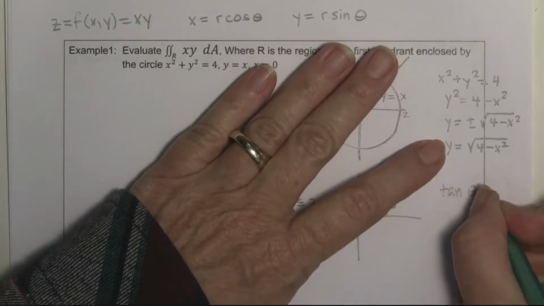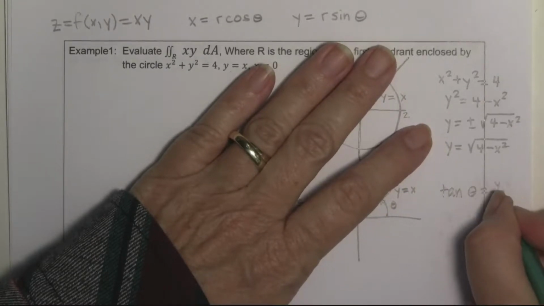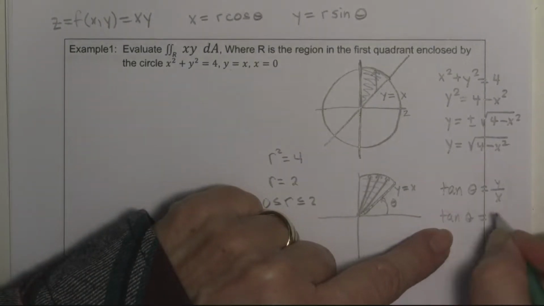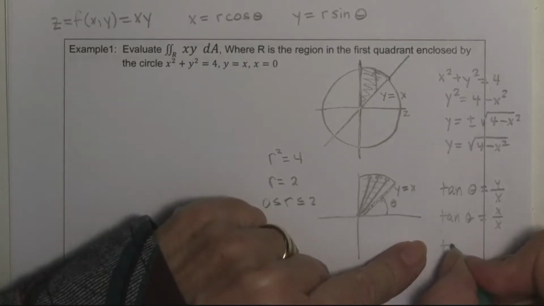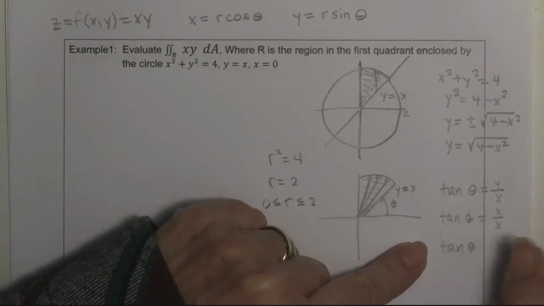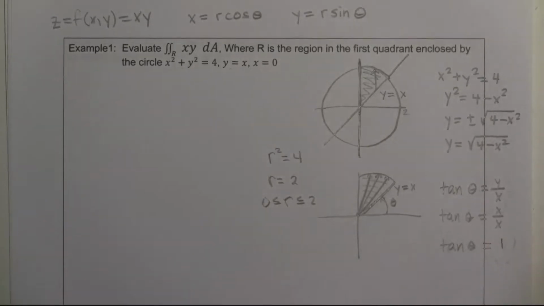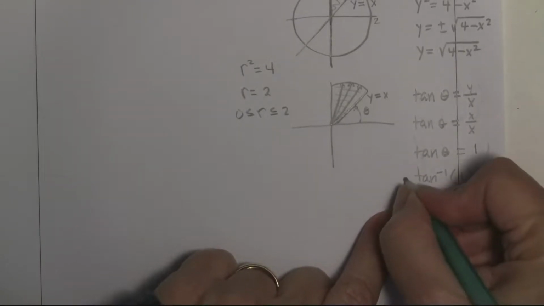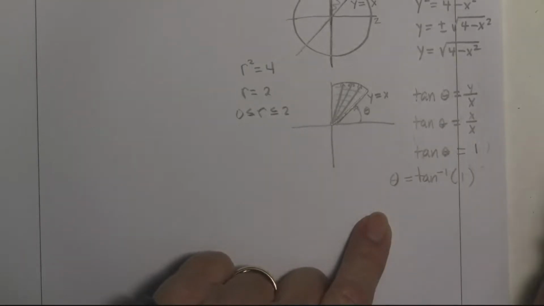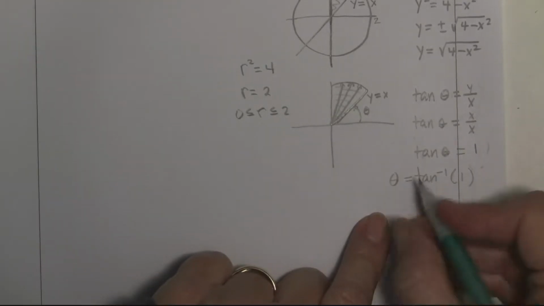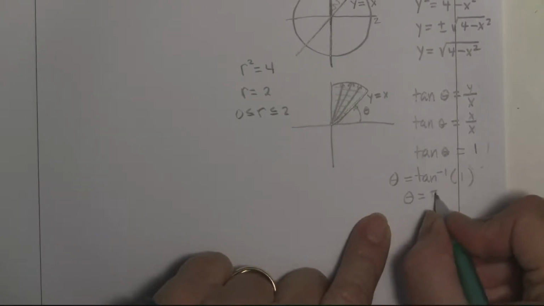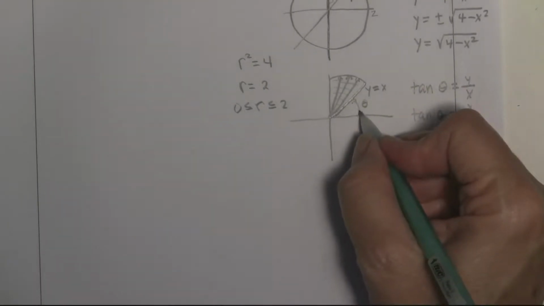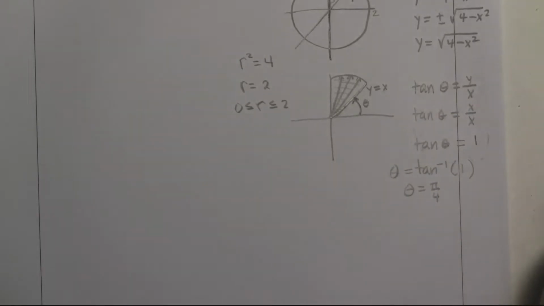Tangent of theta equals y over x, right? That's my given property. And then tangent of theta equals x over x. Tangent of theta, sorry about that, equals 1. And then arctangent of 1 equals theta. And then you could do that in your calculator if you like, or you can do it in your head. But that would mean that theta equals pi over 4. So that's kind of clever. And so that is our starting theta right here, which I think they called alpha.